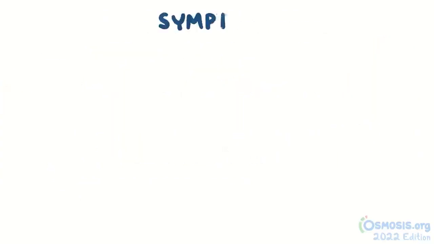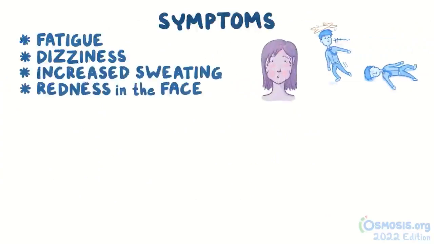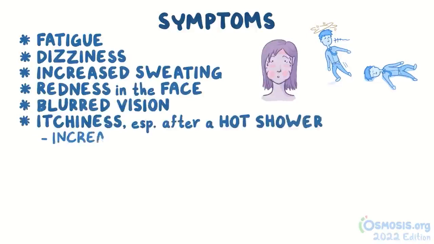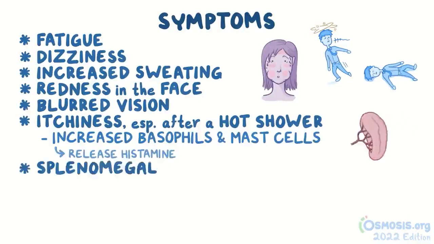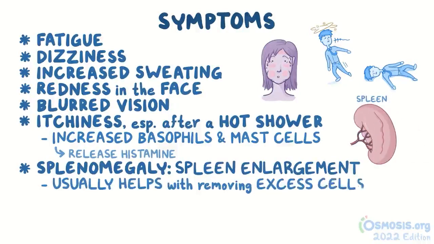The most common symptoms of polycythemia vera are fatigue, dizziness, increased sweating, redness in the face, blurred vision, and itchy skin, especially after a hot shower. Itchiness develops due to an increased number of basophils and mast cells, which contain histamine that causes itching when released. Splenomegaly, or spleen enlargement, is also common because the excess red blood cells build up in the spleen, which usually helps with removing excess cells.